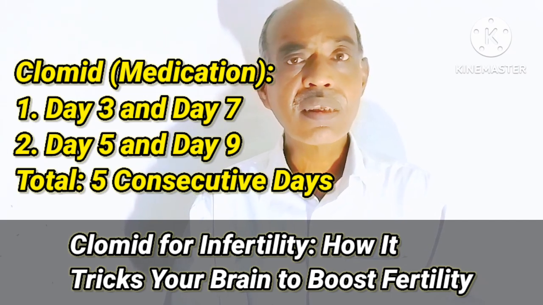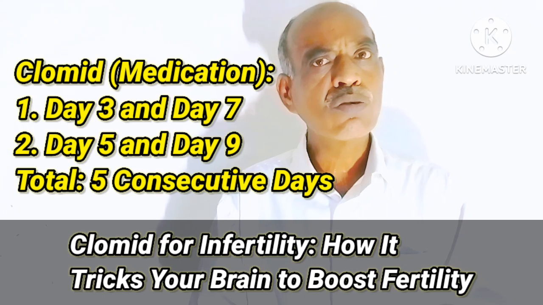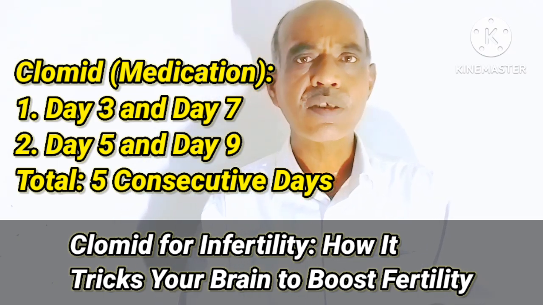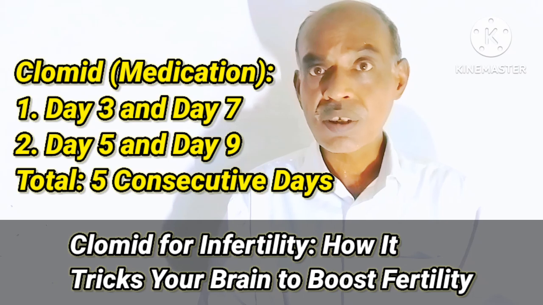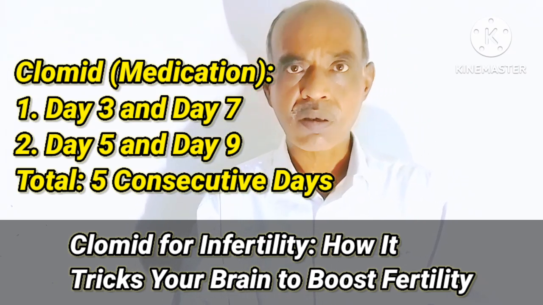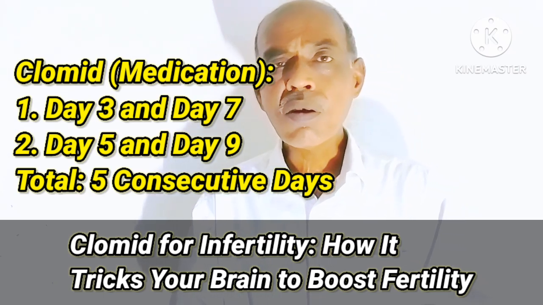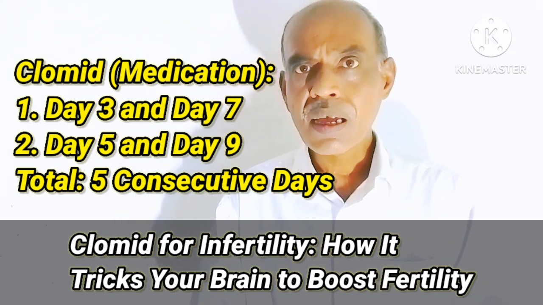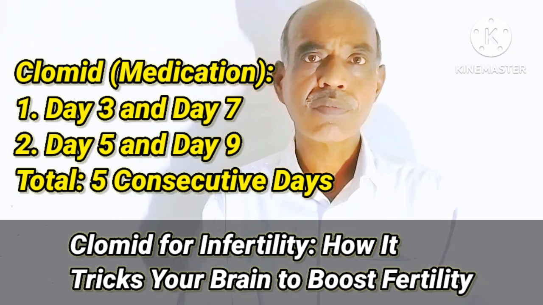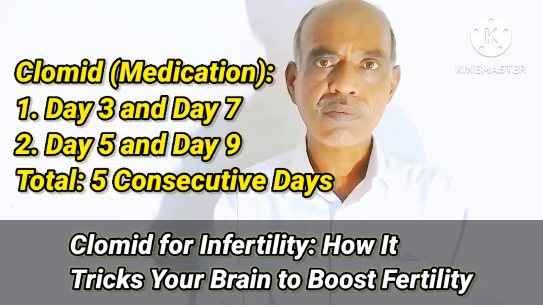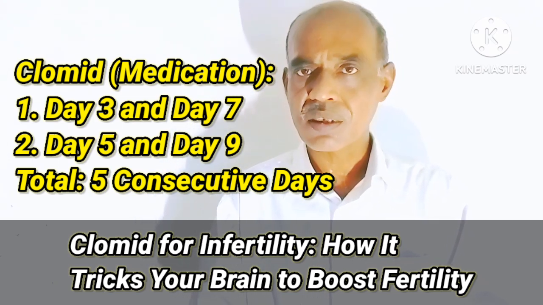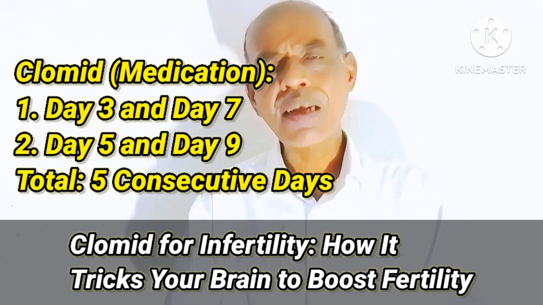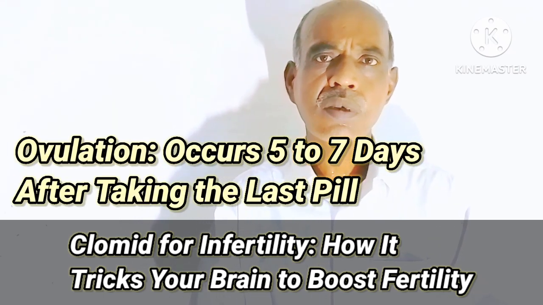Therefore the brain sends a signal to the pituitary gland to release more FSH and LH. FSH means follicle stimulating hormone and LH means luteinizing hormone. Since the estrogen receptors are blocked by Clomid, the brain sends signals to the pituitary gland to release more FSH and LH. These hormones stimulate the ovaries to mature an egg and eventually trigger ovulation. So ovulation occurs.